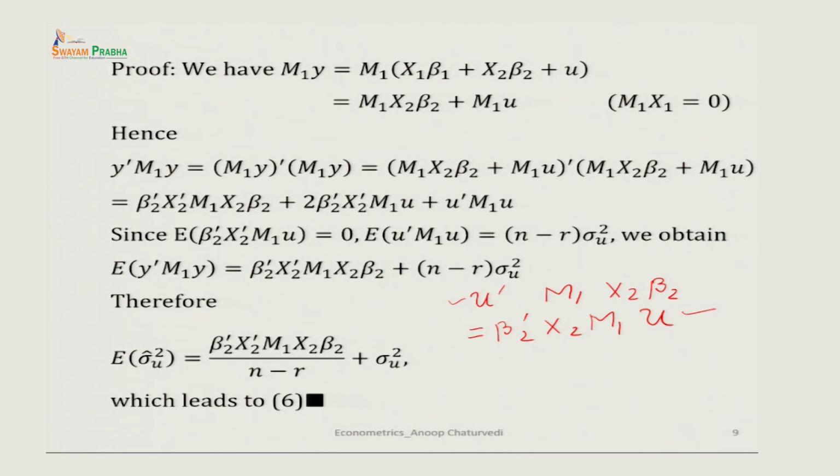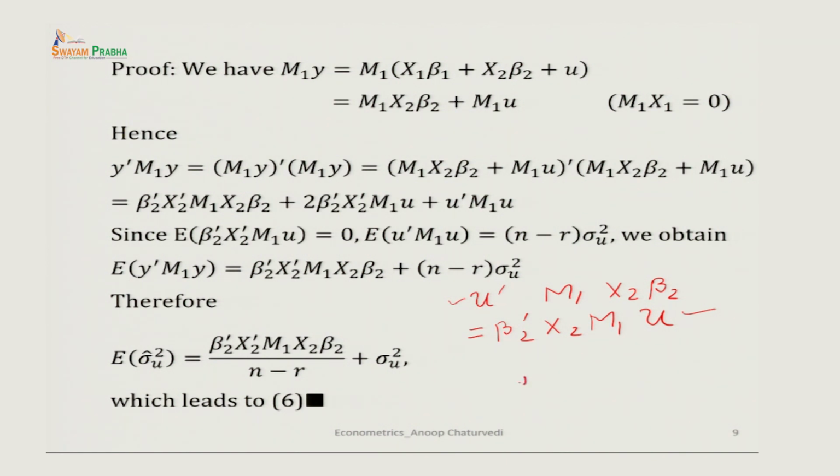Then you can easily verify that the expectation of beta 2 transpose x 2 transpose M 1 u is equal to 0, because the expectation of u is 0. Then the expectation of u transpose M 1 u is equal to (n minus r) sigma square u. So, we obtain the expectation of y transpose M 1 y equal to beta 2 transpose x 2 transpose M 1 x 2 beta 2 plus (n minus r) sigma square u.